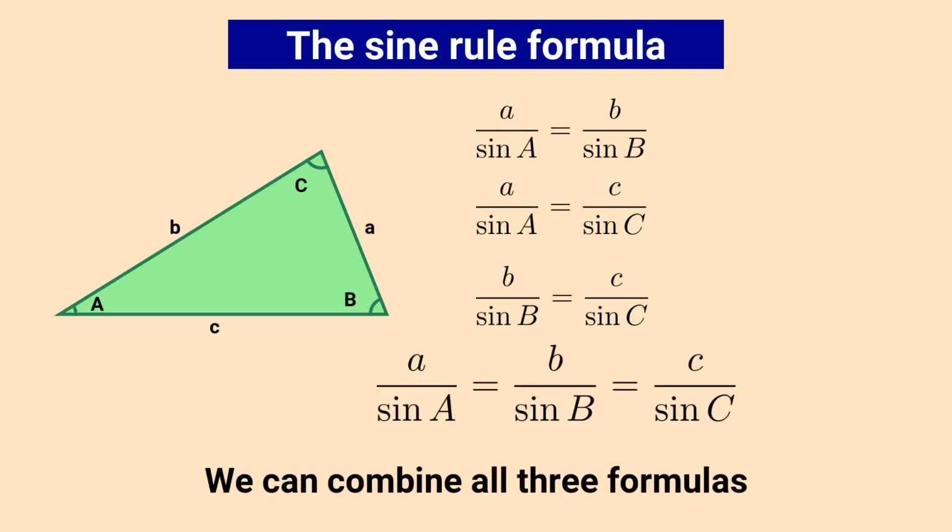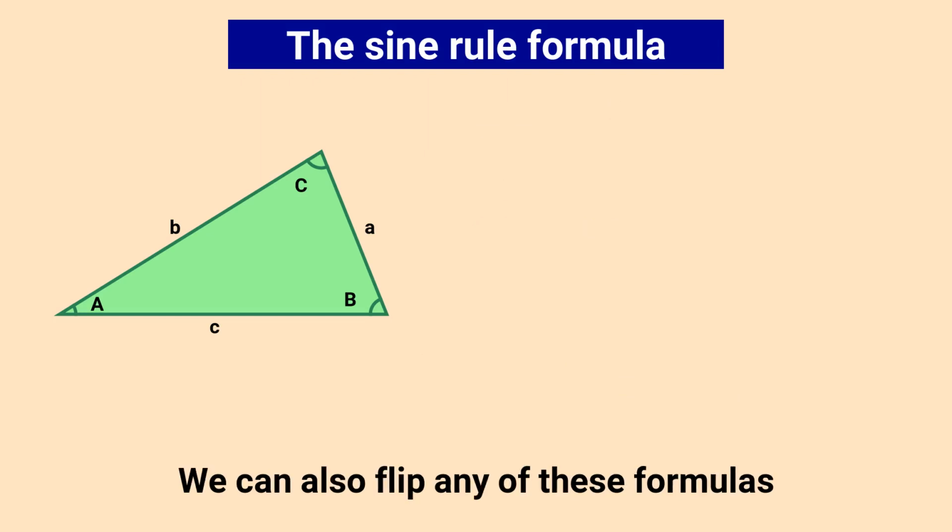We can combine all three formulas and say that a over sine A equals b over sine B equals c over sine C. We can also flip any of these formulas. For example, sine A over a equals sine B over b.